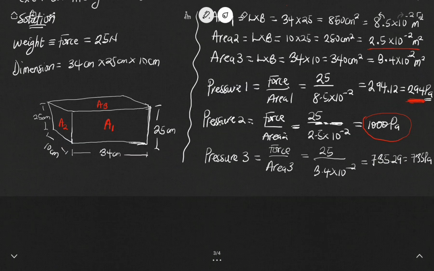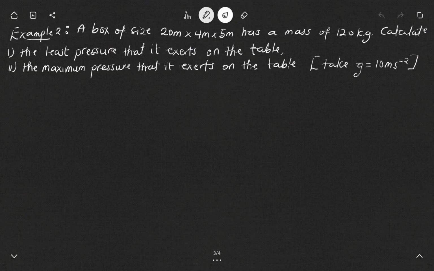Right, so we have a box of size 20 meters by 4 meters by 5 meters and has a mass of 120 kilogram. We are to calculate, I, the least pressure that it exerts on the table, and II, the maximum pressure that it exerts on the table. So let's proceed with our solution. So let's write down our solution.